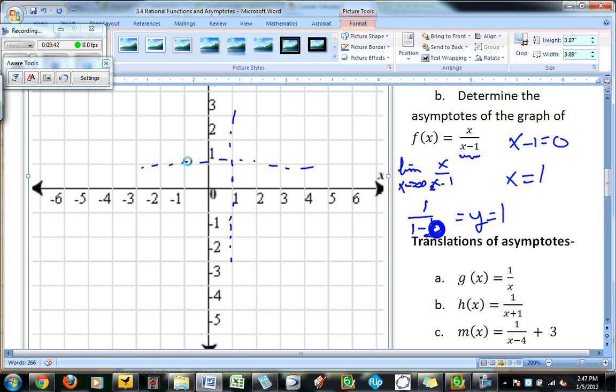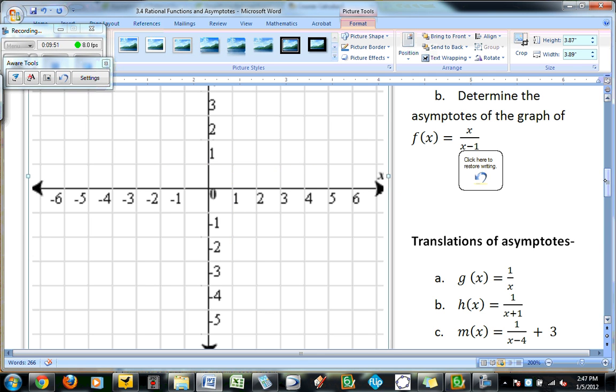All right, those two equations were very similar. So that's why they both had a horizontal asymptote at 1. All right, that's not always going to be at y equal to 1.